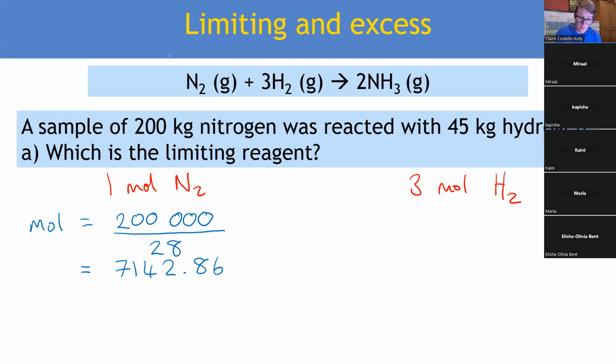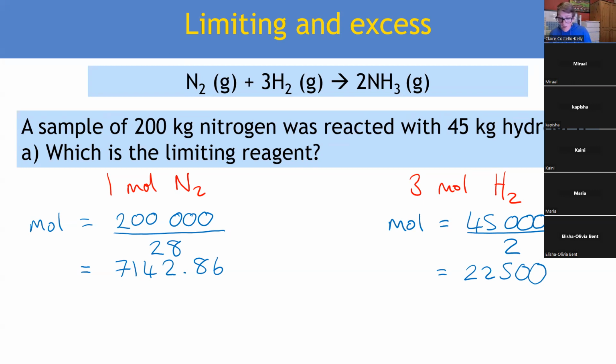I'm then going to do the same thing for my hydrogen. So I'm just going to do the moles that I have. Moles equals 45,000 divided by 2, a little bit easier, 22,500. Okay, 22,500 is bigger than the other one, but that's not the only thing I need to take into consideration. I need to take into consideration how they react with each other.